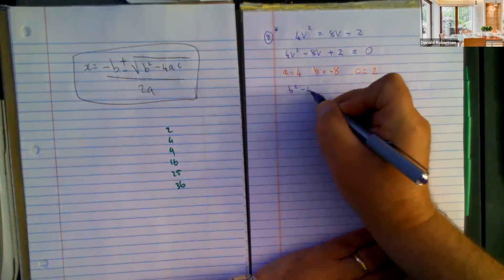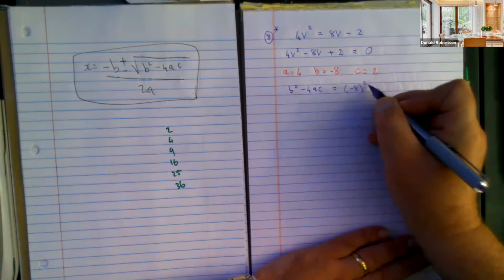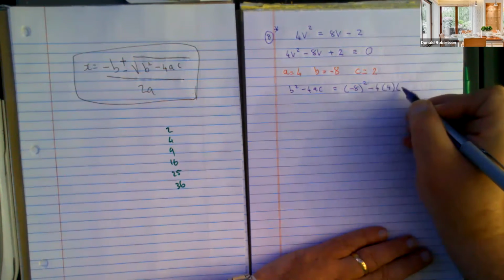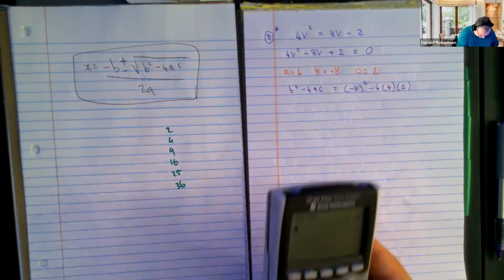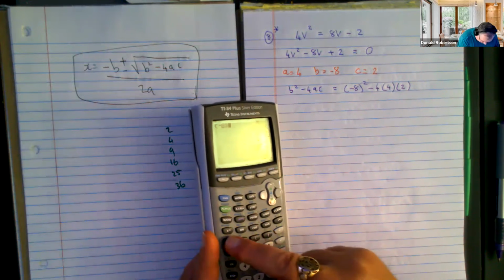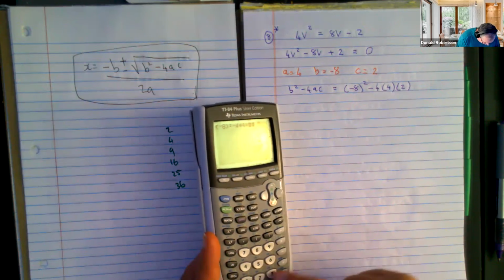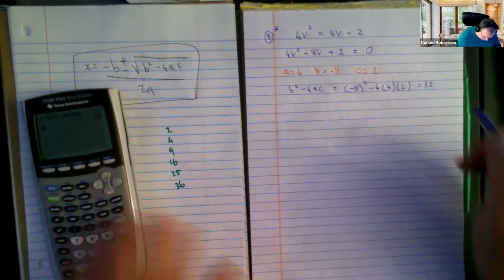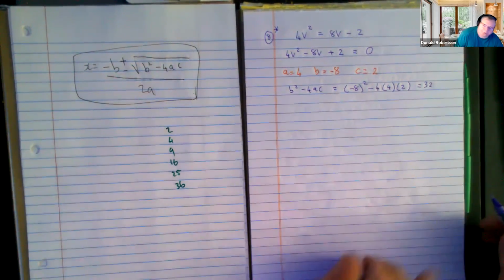And I will do this guy. So negative 8 squared, take away 4 times 4 times 2. Let's check it. Bracket negative 8, close the bracket, squared, subtract 4 times 4 times 2, and the answer I get is 32. So this piece here inside the square root is going to be 32.